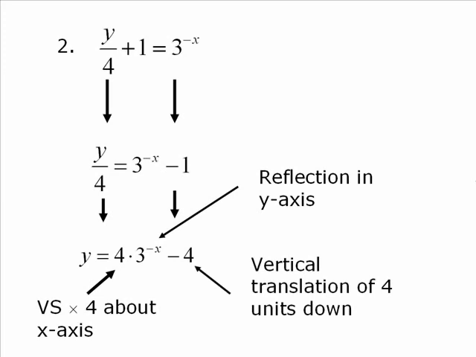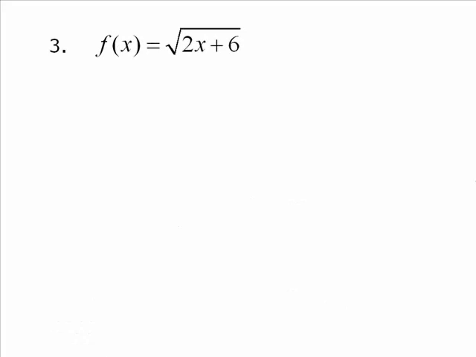Let's take a look at another one. Now this one brings up a very important step. We're given a square root function, 2x plus 6. And if you didn't look at this one carefully, you'd say, well, I have a horizontal translation of 6 units left. But you'd be mistaken, because we have to factor out that 2 before we can identify the horizontal translation.